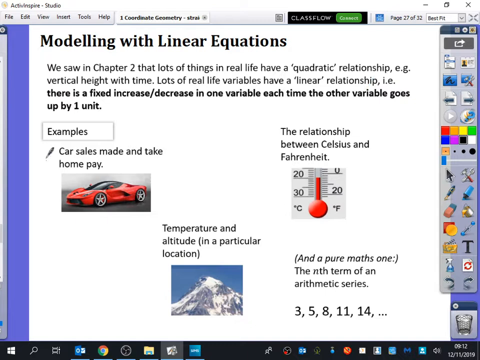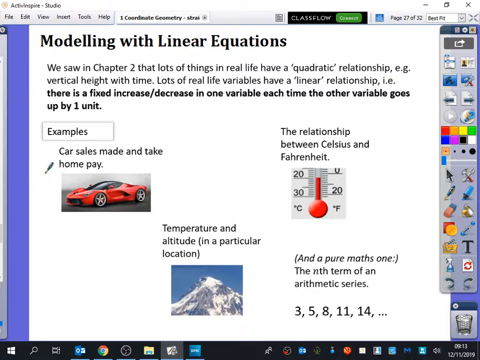So car sales made and take-home pay. That's because if people work in selling cars, the amount of money that they take home is just proportional to how many cars they sell. It's a slightly different kind of thing. You don't get paid per hour, you would get paid commission on how many cars you sell.